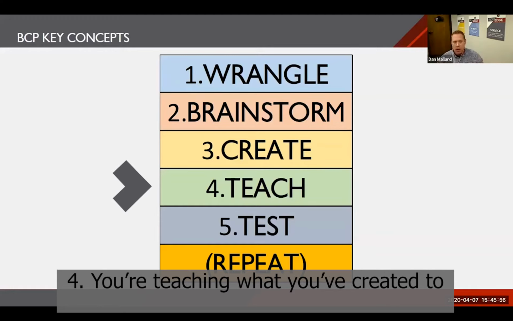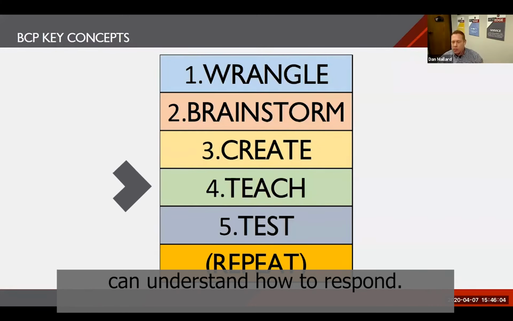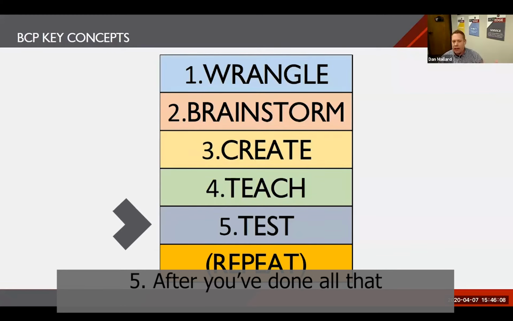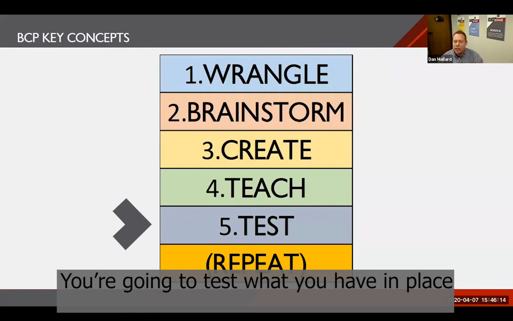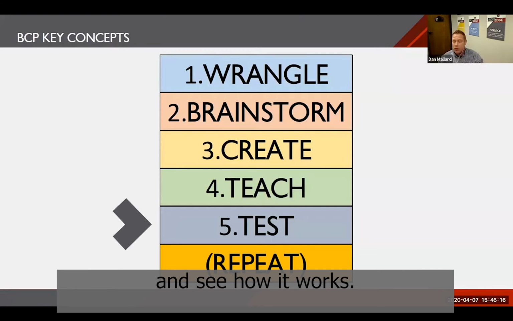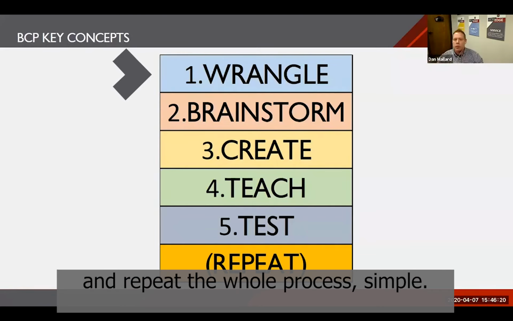Number 4, you're teaching what you've created already to your team. You're teaching it so everybody can understand how to respond, where information is. You're going to teach. Number 5, after you've done all that, you've wrangled, you've brainstormed, you've created, you've taught, then you're going to test. Right? You're going to test what you have in place and see how it works. And then you're going to take the results of those tests and you're going to repeat the whole process. Simple as that.